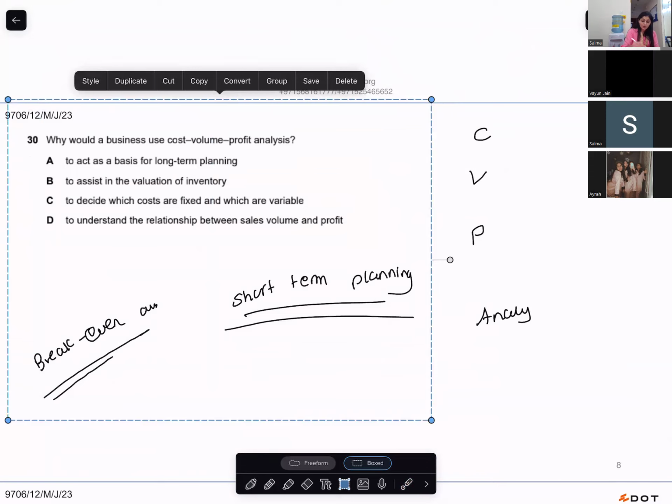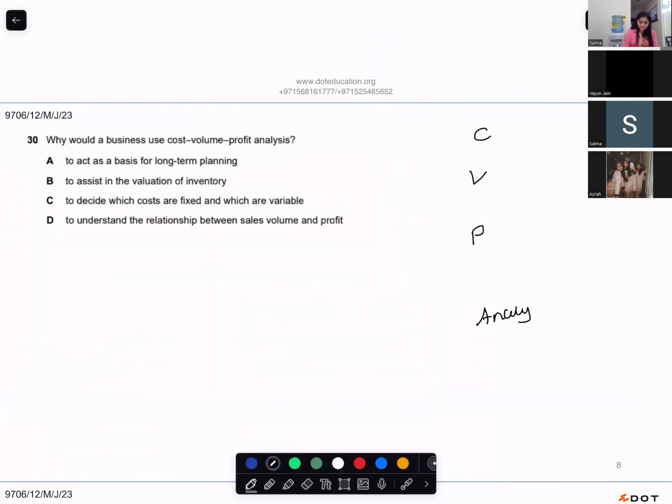Costs. Decide which... maybe to decide which costs are fixed and which costs are variable. Why do you need to decide which cost is fixed or which cost is variable? Fixed cost is fixed, variable cost is already variable. How are you going to decide which given cost is fixed, which is variable? So it's not for cost, it's for long-term planning.